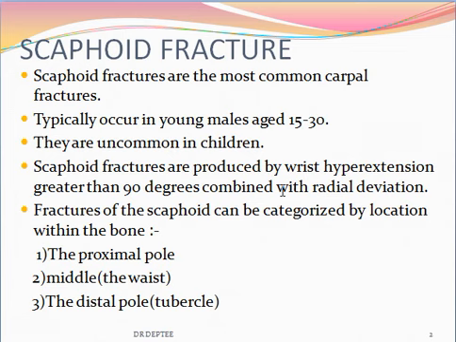Now the fracture of this bone, scaphoid, could be categorized into mainly 3 types: the proximal pole fracture, the waist fracture, that is the middle fracture, and the distal pole fracture, that is the tubercle fracture. The scaphoid fracture is very important, so we need to know where exactly the fracture is occurring.